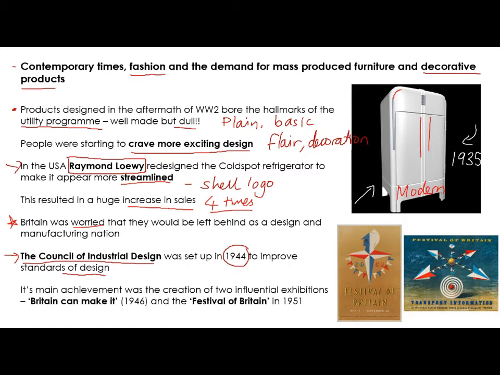And what they did was they created two really influential exhibitions that happened in 1946 and 1951 to really show off that Britain was still a design and manufacturing centre of the world. So they had a range of different products and furniture and things that were much more modern, and these festivals happened in London. People from all over the world travelled to see these new and exciting products, and it put Britain back on the map in terms of design, engineering and manufacturing.